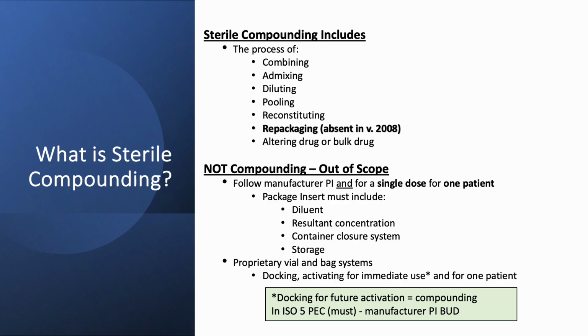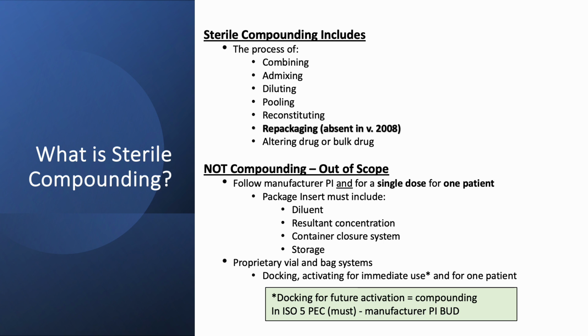So what is considered sterile compounding? Sterile compounding includes the process of combining, admixing, diluting, pooling, reconstituting, or altering drug or bulk drug substances to make another drug. It's important to recognize also that repackaging is now included as sterile compounding. This was absent in the version 2008, but is now addressed in 2023 and is considered sterile compounding because we have to be as concerned with the sterility of the product when repackaging.